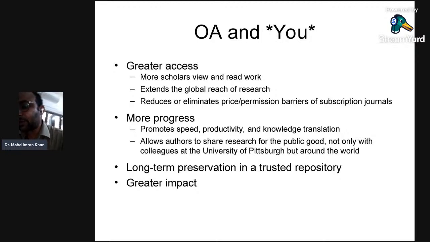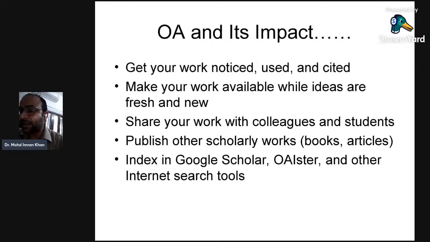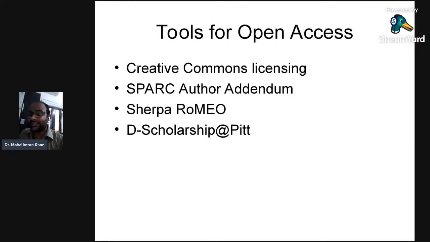The repository may be of your own university, like the Imperial University may maintain any kind of a repository for that, and obviously they have a greater impact. Open access and its impact. Get your work noticed, cite it, make your work available while ideas are fresh and new. Share your work with colleagues, publish other scholarly works, books, articles. You can get indexed in Google Scholar, JSTOR, and other internet search tools. These are the tools.